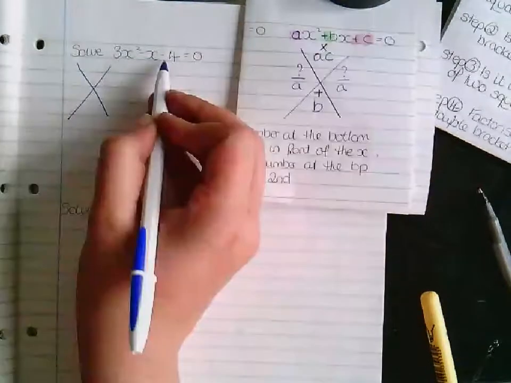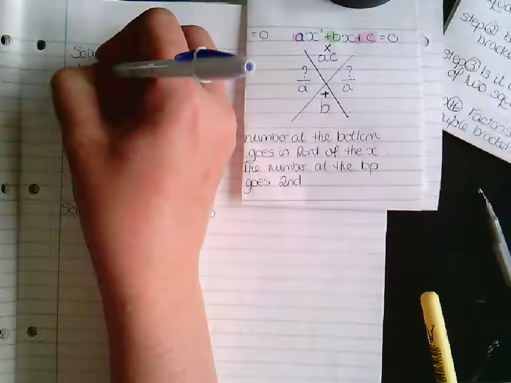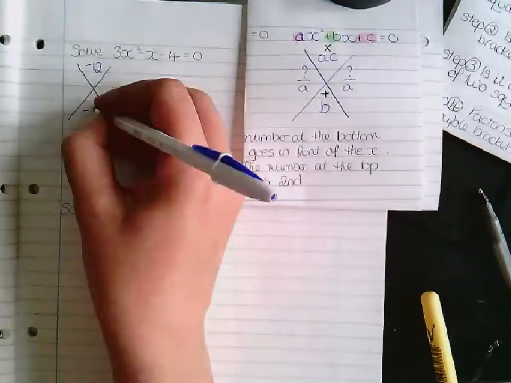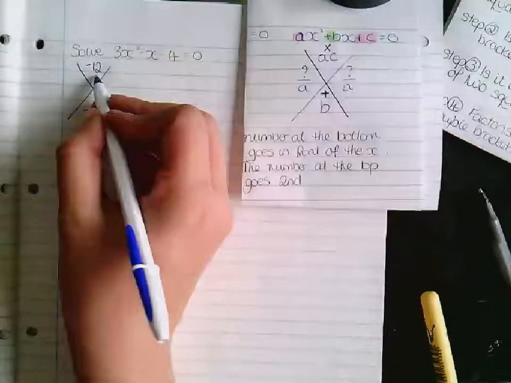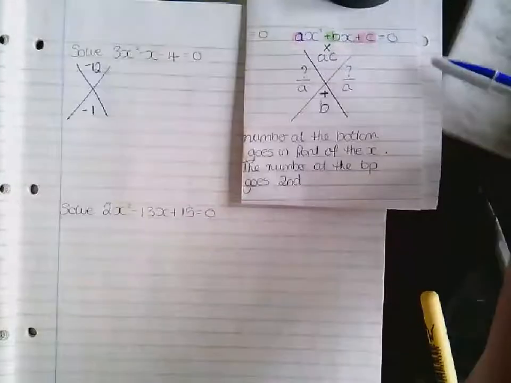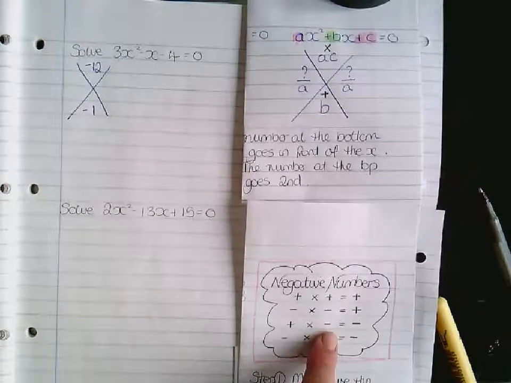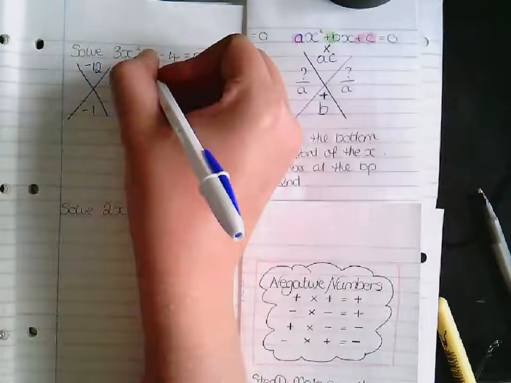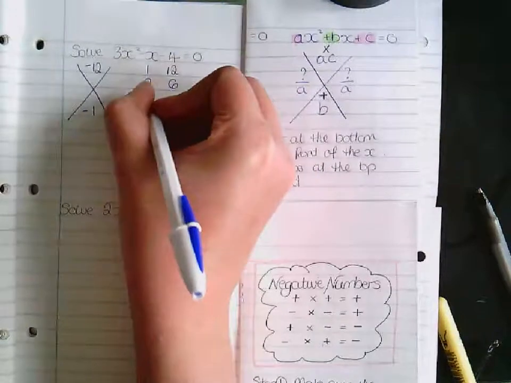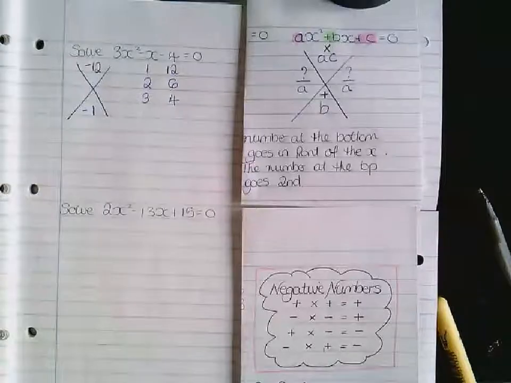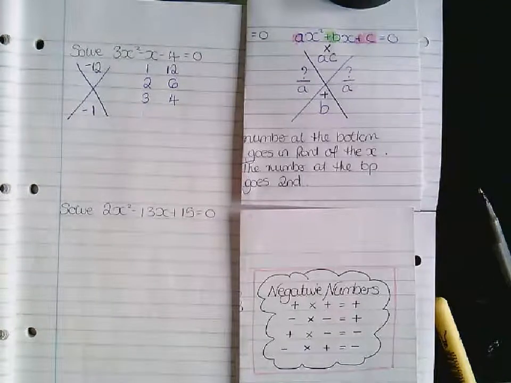A times C goes at the top, so 3 times minus 4 is minus 12. And at the bottom, the number in front of the x is a minus 1. Okay. Numbers that multiply to make minus 12. Again, I know I've still got my little negative number sheet here. To get a negative, I'm going to have two different signs. So I've got 1 and 12 to start with. I'll look at the signs in a second and just get my factors down. Now, I know one of these can be negative because I'm looking for a positive and a negative number. How can I make a minus 1?